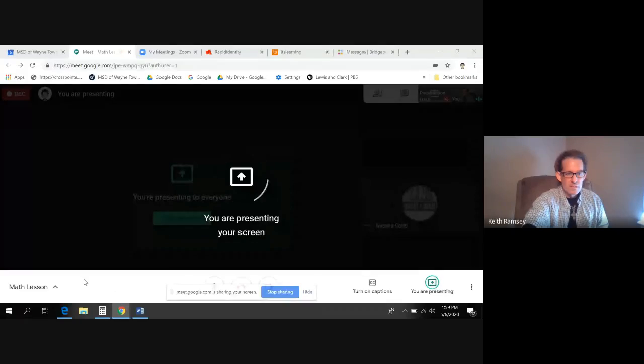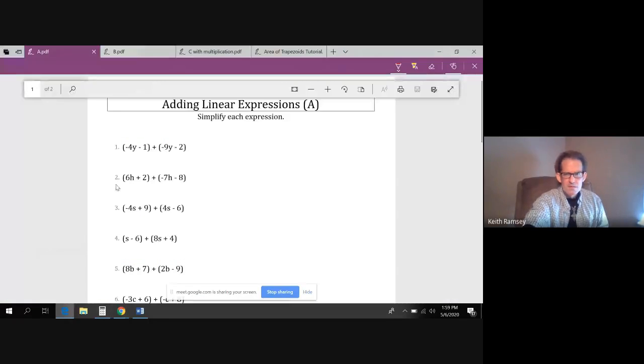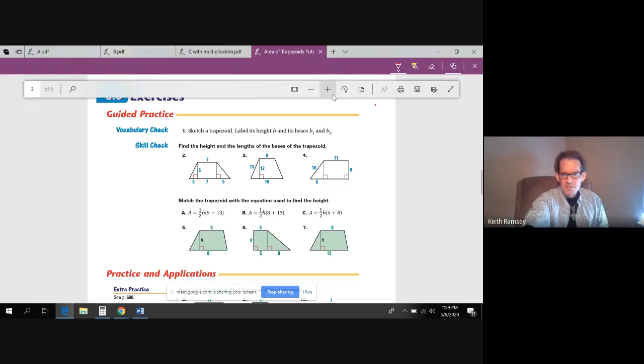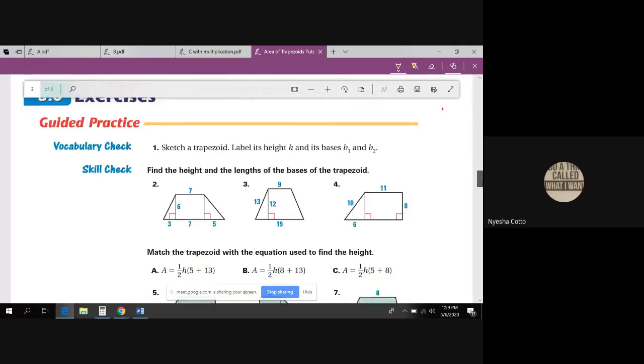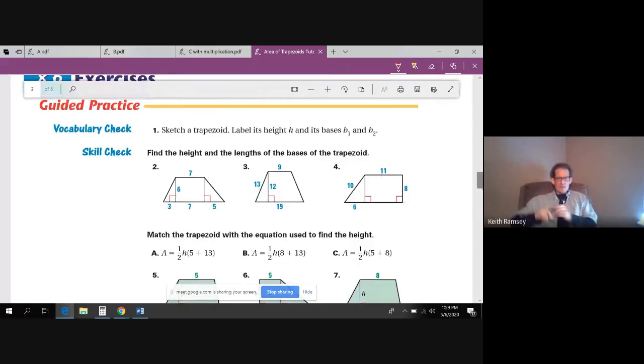And then I want to go from there to reviewing some linear expressions that can be simplified by combining like terms. So let's start out with taking a look at some of these trapezoids. And I'm going to make the screen a little bit bigger so you can see these. Can you see number 2 there? Yes. Okay, so you want to have a pen or a pencil and some paper so that you can follow along with some of these.